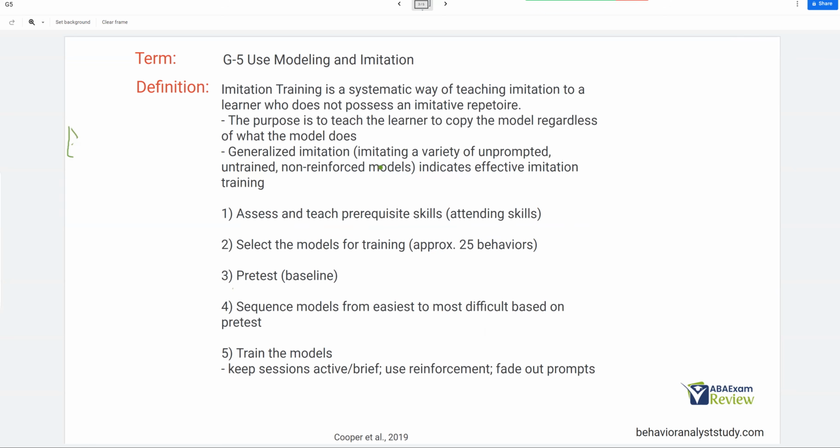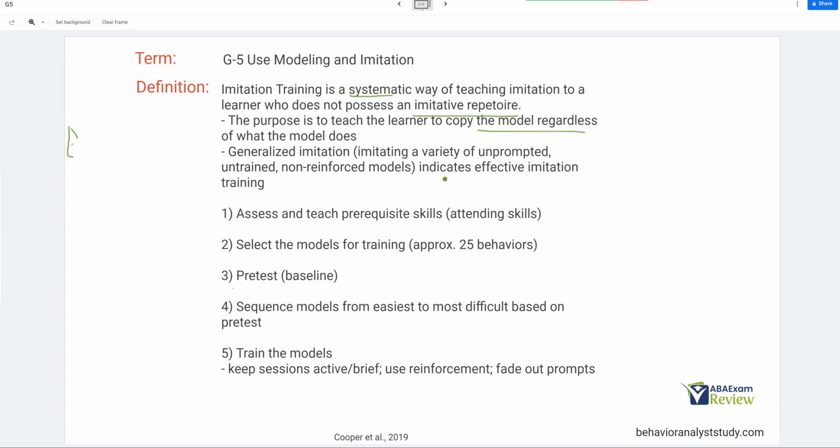So with that said, let's talk about imitation training. It is done systematically to teach imitation to a learner who does not possess a repertoire of imitation. The idea behind imitation training, and it's kind of messy, is that you want the learner to copy the model regardless of what the model does. So with that in mind, let's be ethical, let's be smart. Whatever you're going to teach in imitation training, choose wisely, because you want them to copy the model no matter what, spoken, acted out, whatever it may be. Generalized imitation indicates effective imitation training.